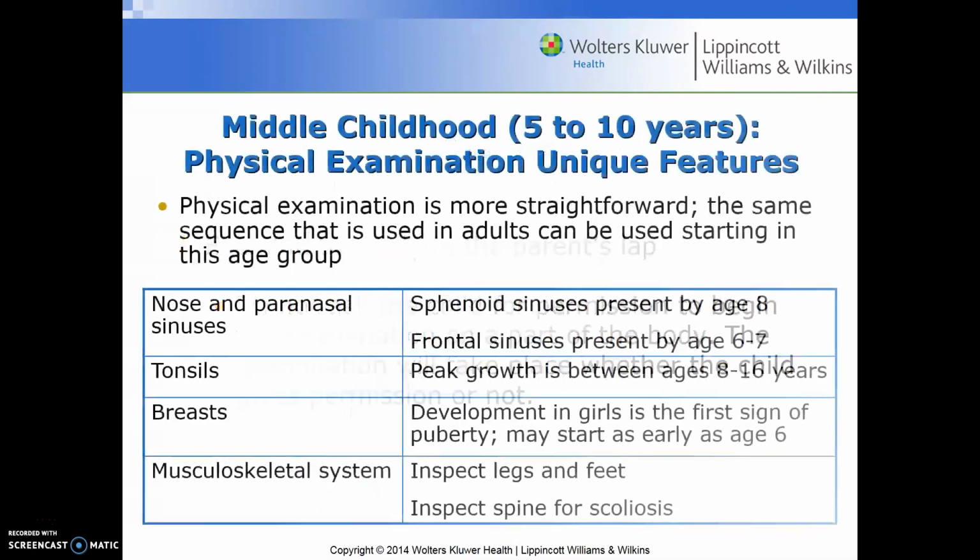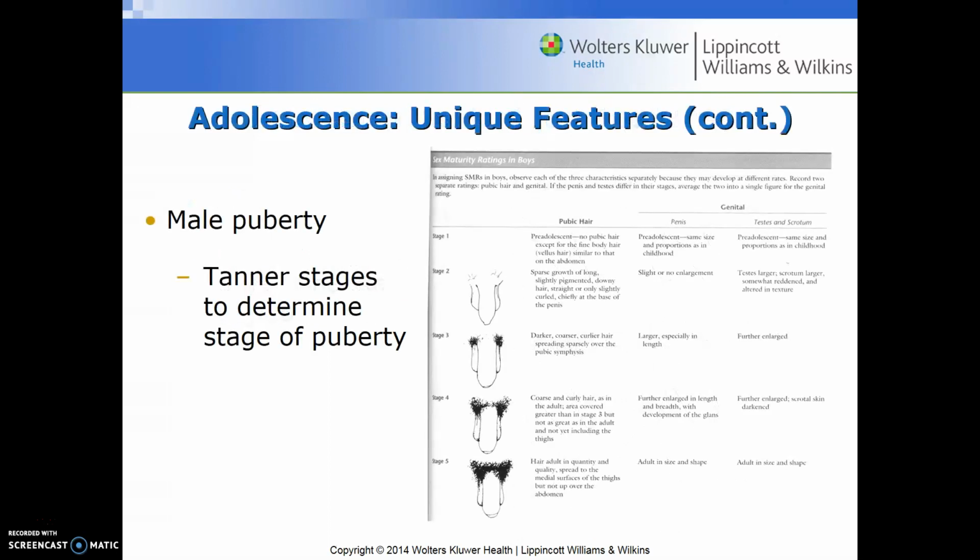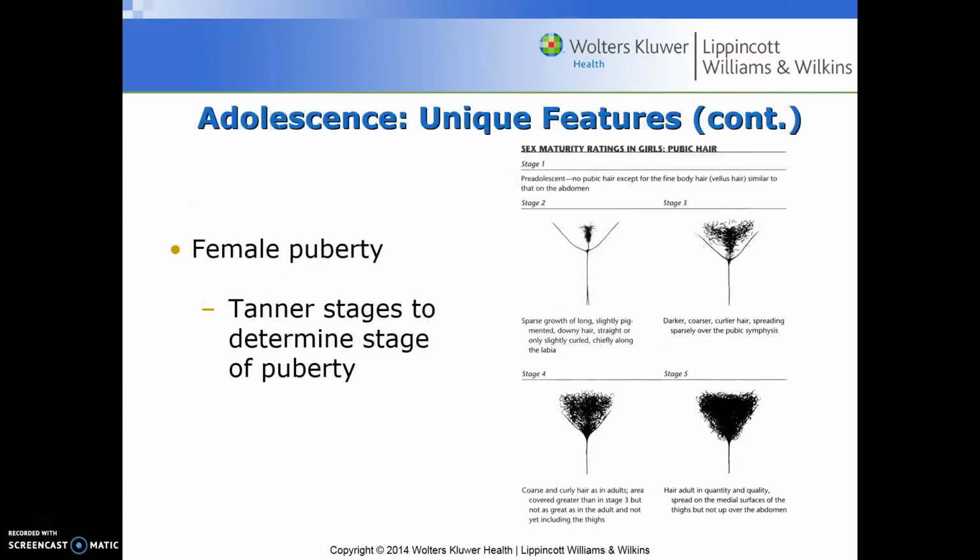Here's a question and answer. Middle childhood, the physical exam is more straightforward. And then just some suggestions of sequencing. Interesting that the sphenoid and the frontal sinuses, look at when they present. And then adolescent, the Tanner features that are present for adolescents: breast development, male puberty, and female puberty.